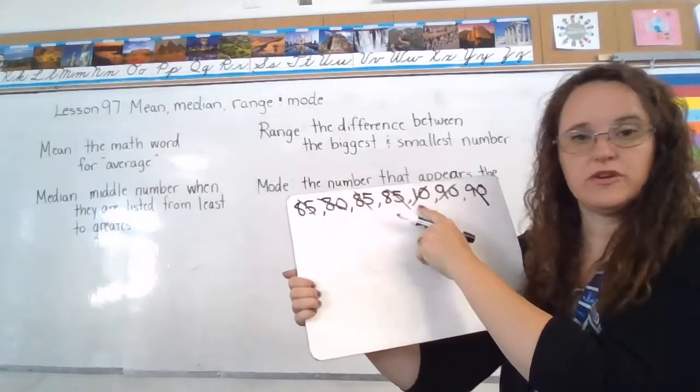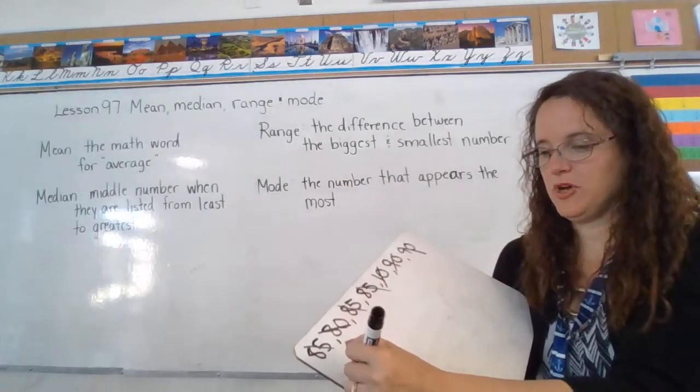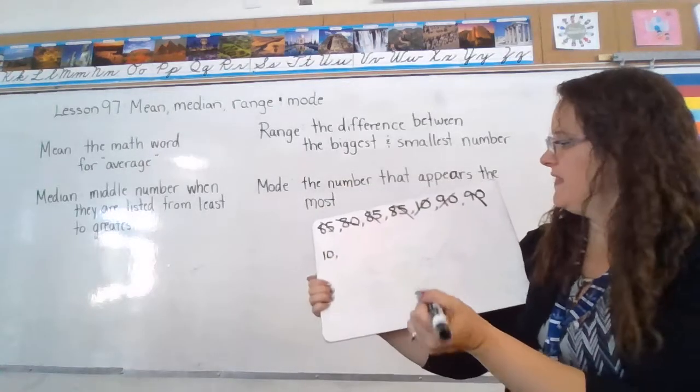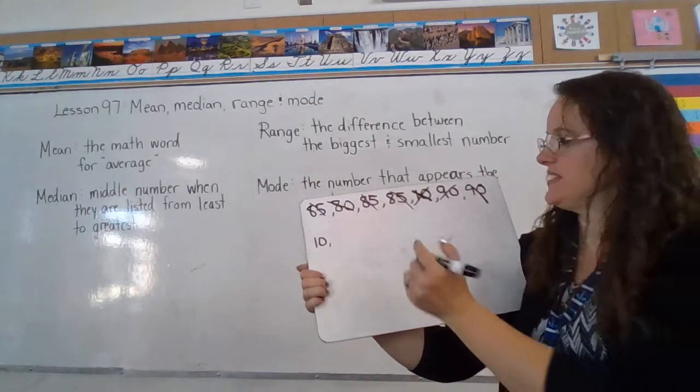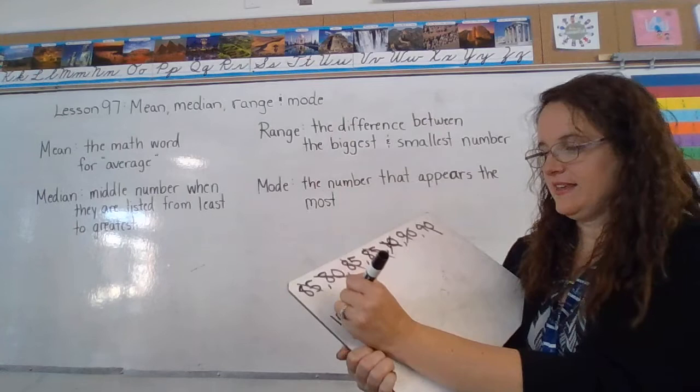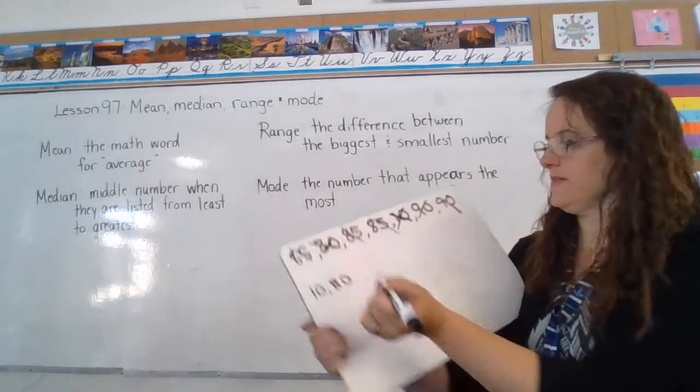So we're going to start with 10 here. That was his smallest score. Then we go, here, let's cross it out that way so I know I used it. Then we go to 80. That was the next smallest score.